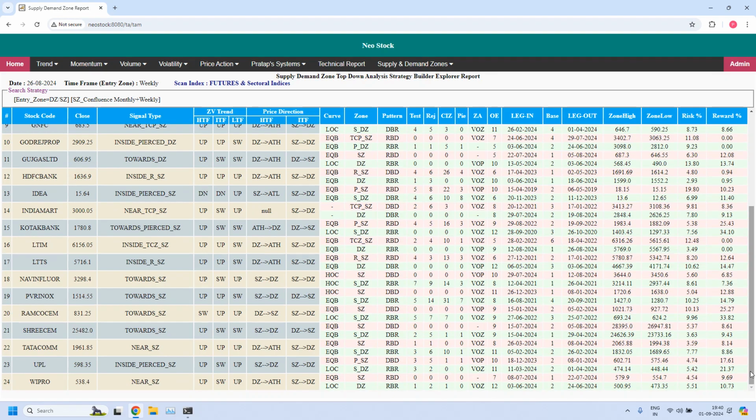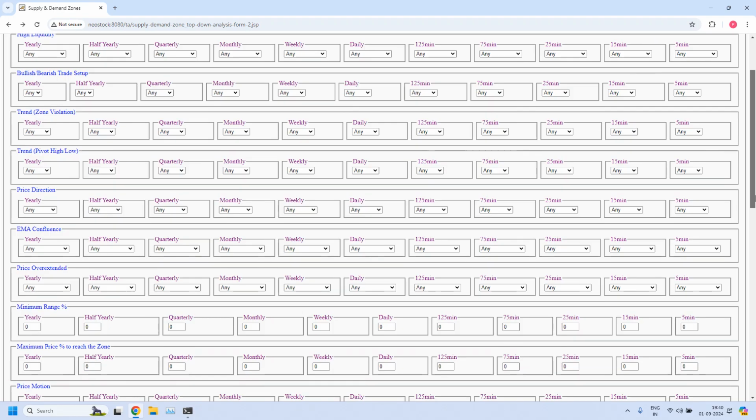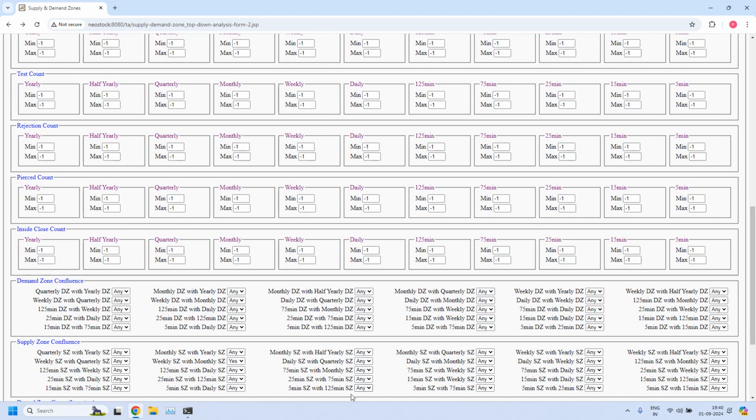Now out of these 24, how many are having even HTF confluence? That is quarterly zone confluence. Weekly, monthly and quarterly zone confluence. So the supply zone confluence. Already we selected weekly supply zone with monthly. Next, weekly supply zone with quarterly. Also I am enabling. Next, monthly and quarterly supply zone also I am enabling the filter with all the three.